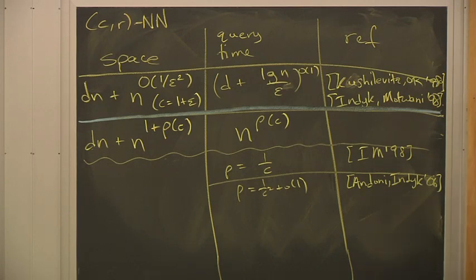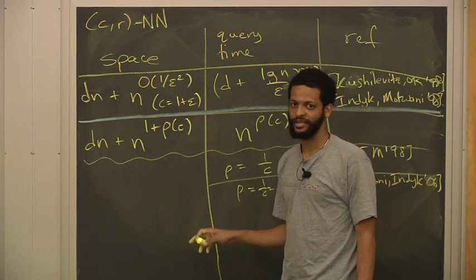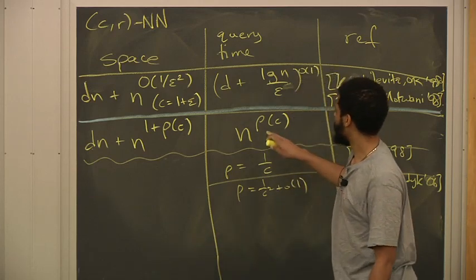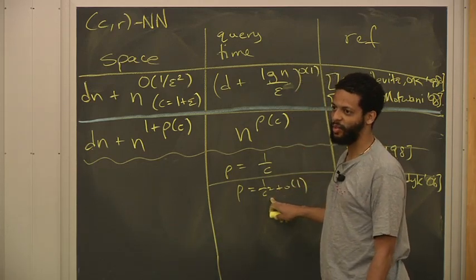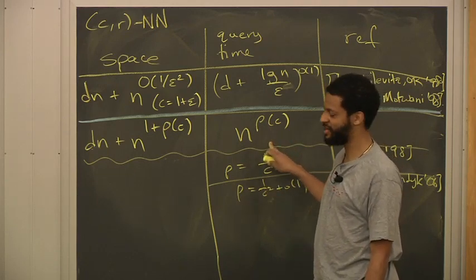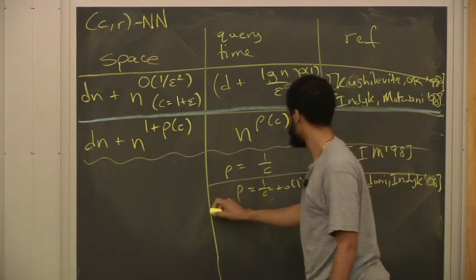Right? Imagine now c is like a big constant. It's not 1 plus epsilon. C is like 10 now. Okay? So this is better, right? 1 over 10 squared is 1 over 100. So my query time is n to the 1 over 100 as opposed to n to the 1 over 10. So this is better.